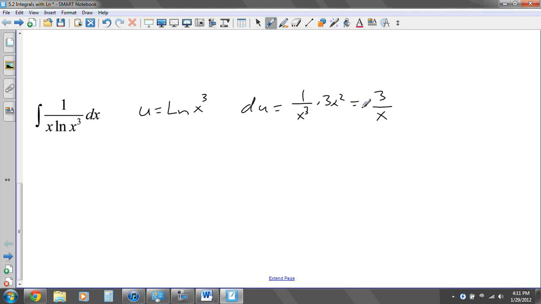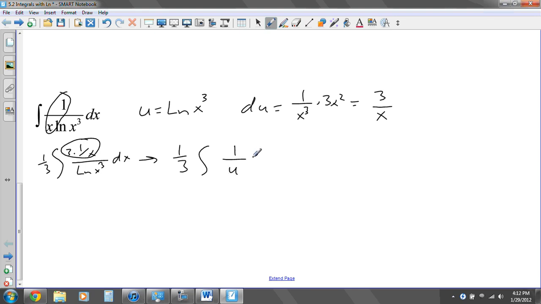So that's my du. Now, looking here, I've got 1 over x. Okay, I don't have 3 over x, but I do have the 1 over x. Even though it doesn't look like it, we could rewrite this as the integral of 1 over x over the natural log of x cubed. And then it's a little easier to see that we have our du up here, actually. But we do need the 3, so I would multiply by 3 on the inside, which means I have to offset that by multiplying by 1/3 on the outside. And now this is my du, so I can rewrite this as 1/3 the integral of 1 over u du.